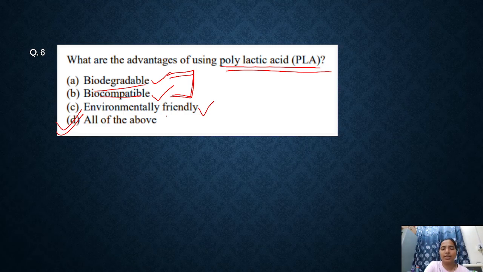Biocompatible means that it is compatible, that it will not harm the biological system when it is in contact with the biological system, and biodegradable means that it can be degraded by any biological system. So this is correct, what you have answered. You must know the difference between these types of words. So for this question, the answer is D.